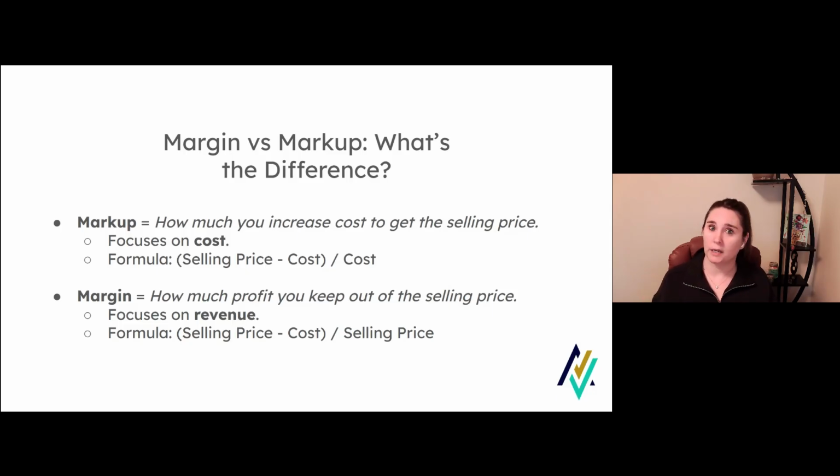And then you have margin, and this is focused on revenue. So how much profit you keep out of the selling price. This formula is selling price minus cost. So the same thing, which is why they sometimes get mixed up a lot, because we're working with the same figures, but the driving piece in this is selling price. So selling price minus cost, divided by selling price.